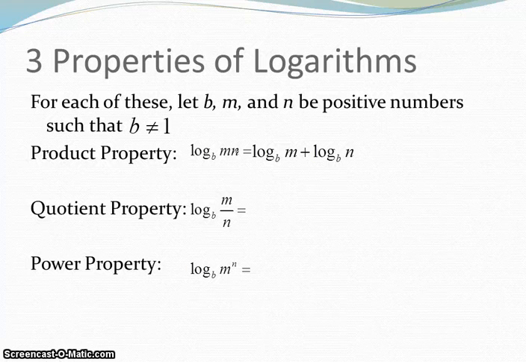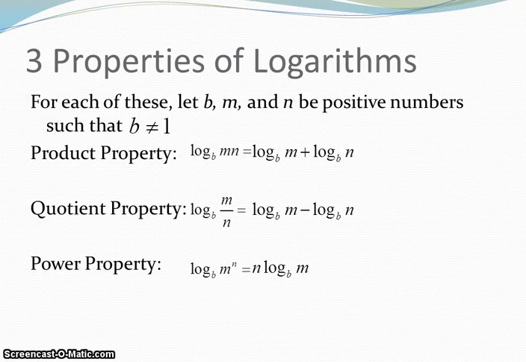Quotient property: if we are dividing our arguments, remember, logs are exponents, so we are subtracting the log of each of those individual arguments. In our power property, this is the only one that doesn't really mirror something from the exponent rules. If I have something to an exponent, my property is that I can just bring it out in front. And you can try this with various logarithms on your calculator that are in the base of 10.